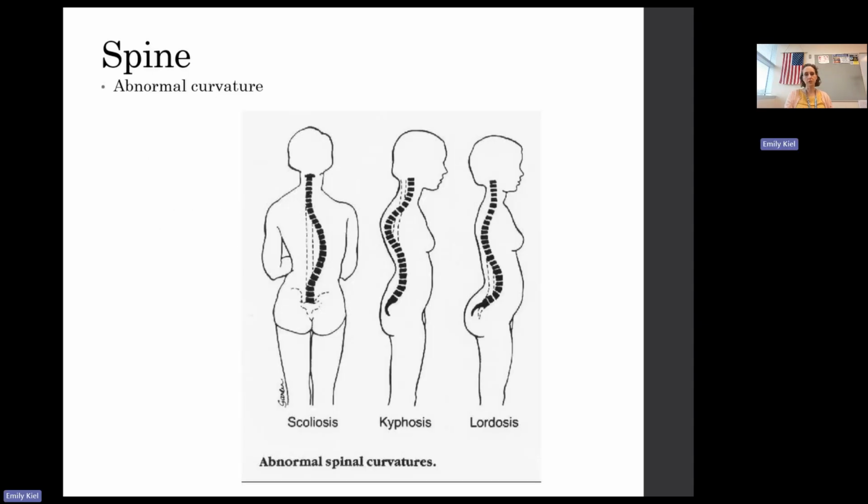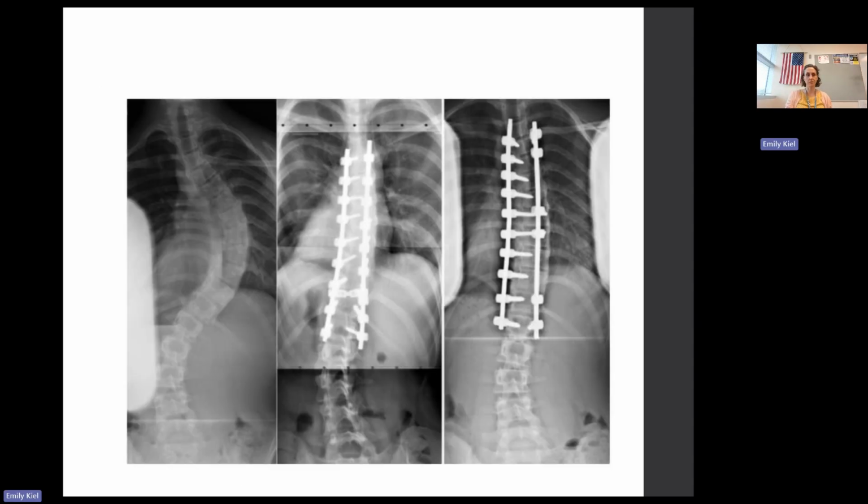So abnormal curvature is going to be something like scoliosis, which is where it's going laterally. So the spine deviates right or left. You can have kyphosis, which is where you have a really pronounced thoracic curve or a hunchback, or you can have lordosis, where you have a really pronounced lumbar curve and then kind of a sway back. And these are abnormal, and over time, you're not distributing your weight normally. You're distributing it abnormally on your discs, and you can start having some issues.